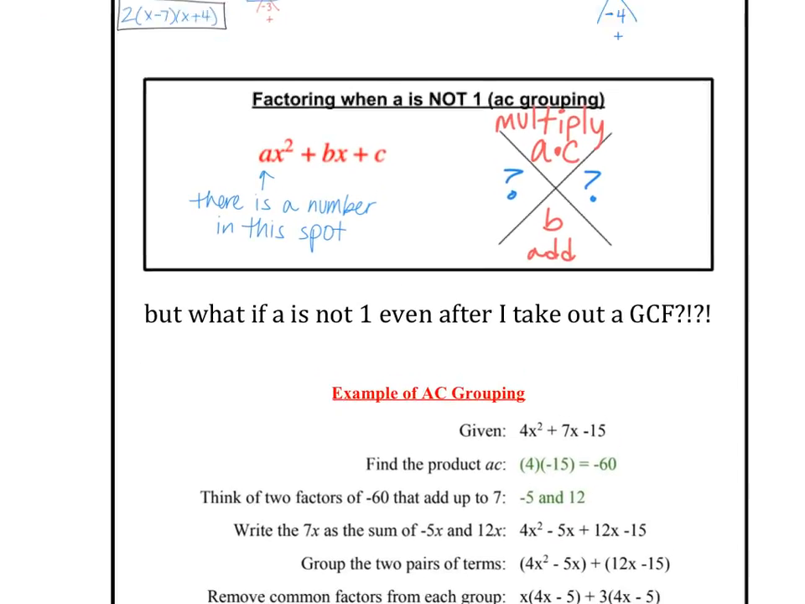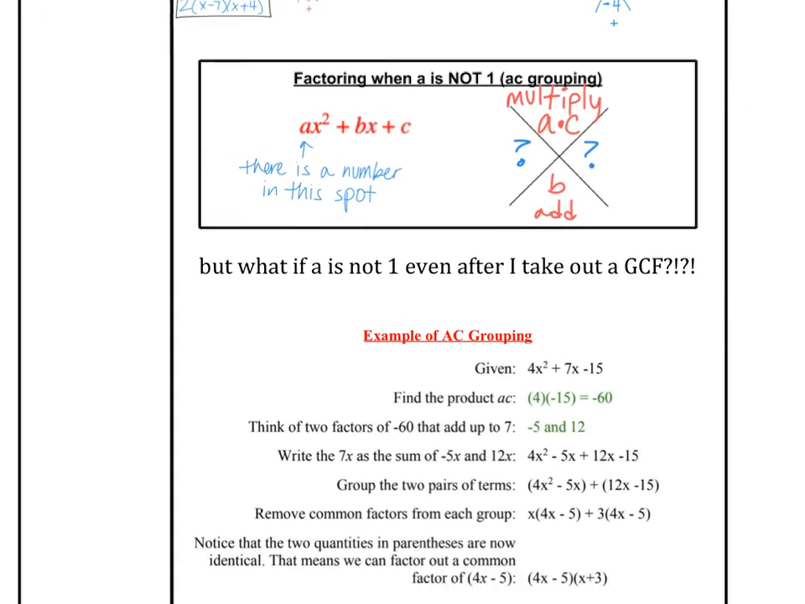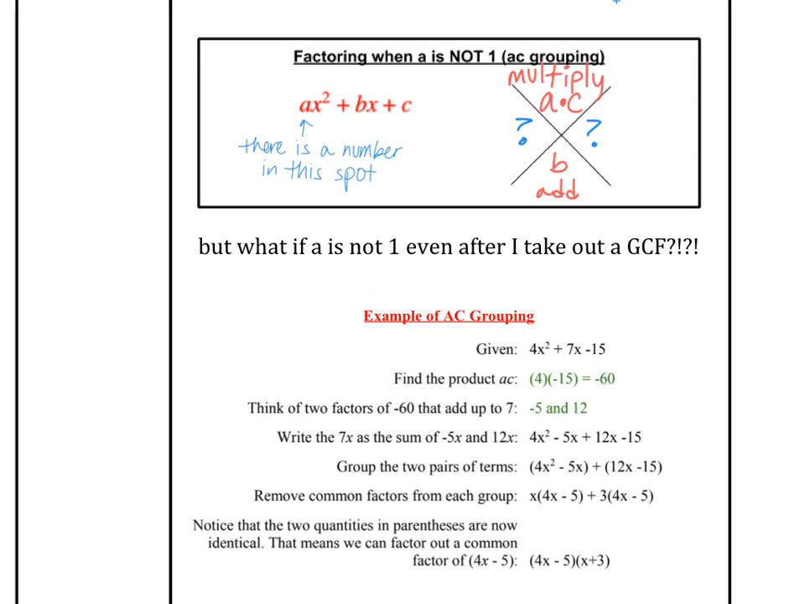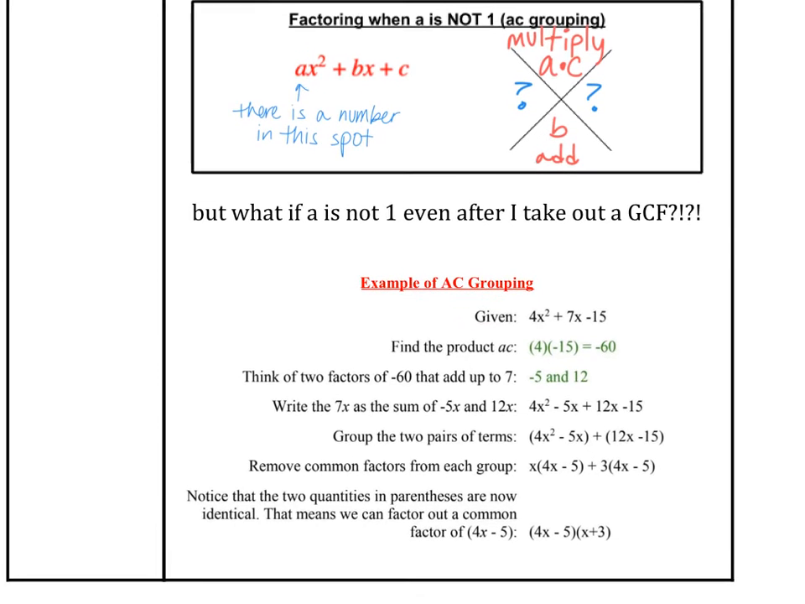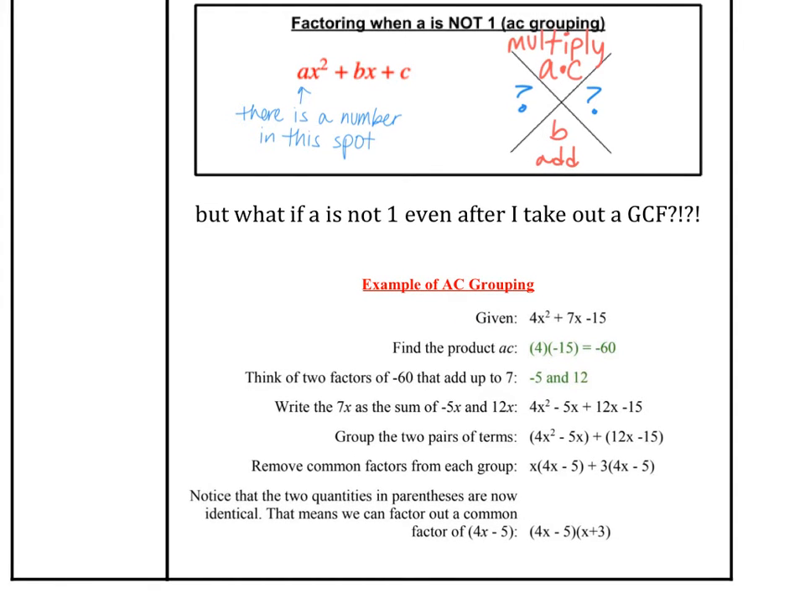I'm not going to spend a ton of time on this example, but I want you to see roughly what it's going to look like when you do this process. The main difference is instead of just saying C, you have to multiply A times C. You can't go straight to parentheses. You've got to do what's called grouping in between.